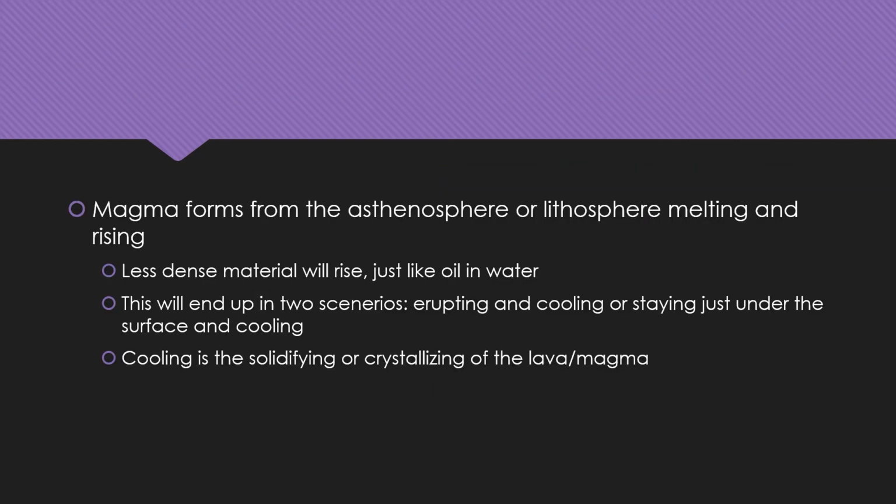Magma forms in the layers of our Earth called the asthenosphere and the lithosphere. Heat rises in the asthenosphere. It'll usually melt the lithosphere, or the boundary between the two, and then because this material is really hot, it's less dense than the surrounding rock, so it'll rise just like oil and water will. So this will end in two scenarios: the magma erupting and becoming lava, or cooling and staying just underneath the surface. So cooling is the solidifying or crystallizing of lava and magma.